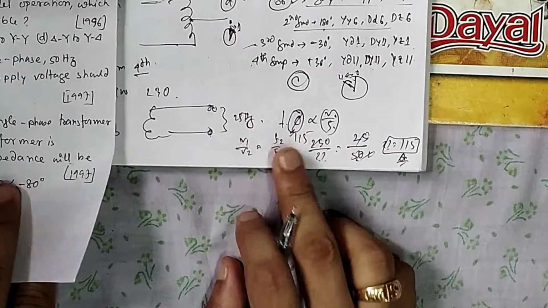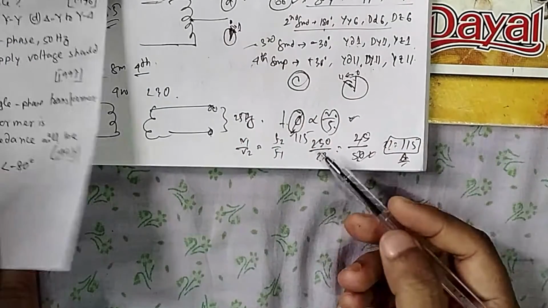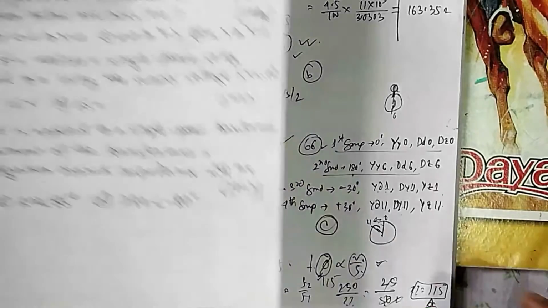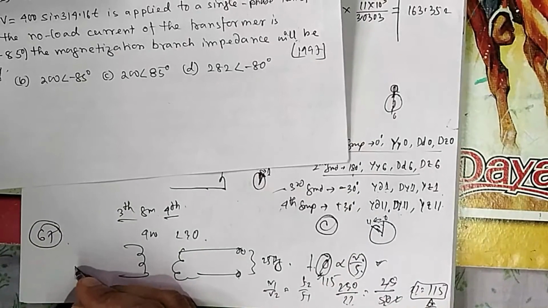So V1 by V2 should be equal to F2 by F1. This ratio you have to check always. This ratio has to be constant in a transformer because it is a constant flux machine. So the answer is 115, that is option C.